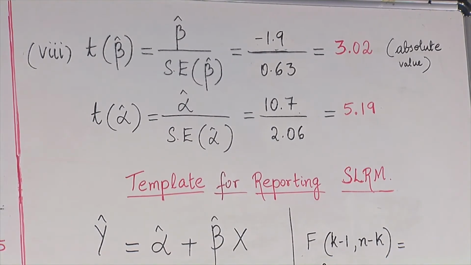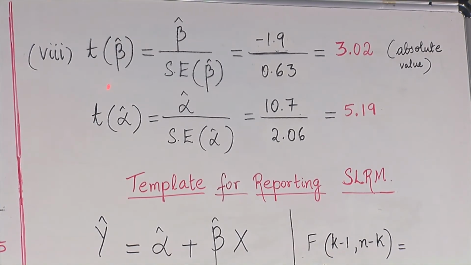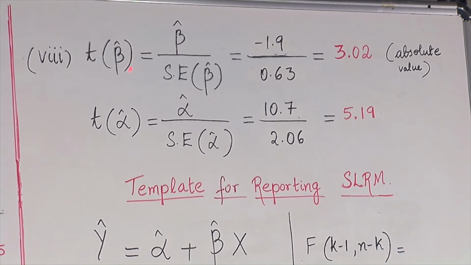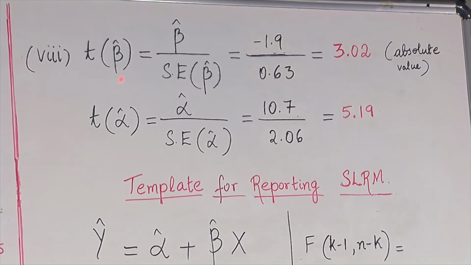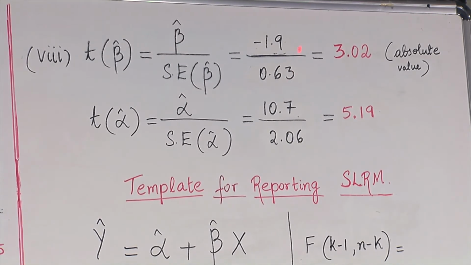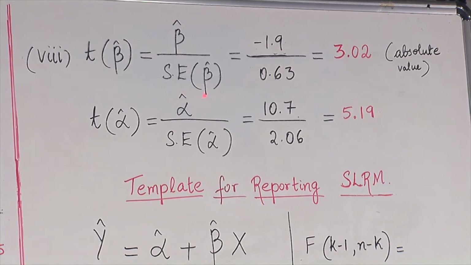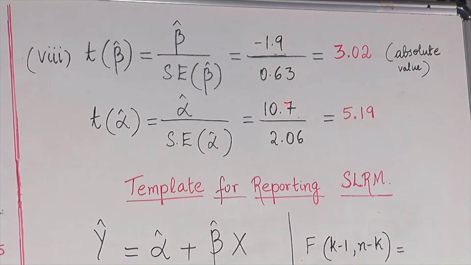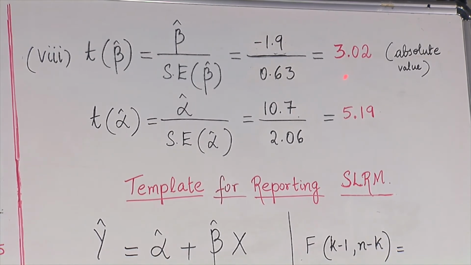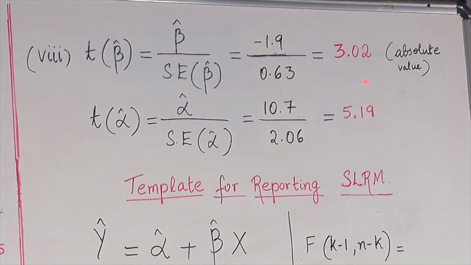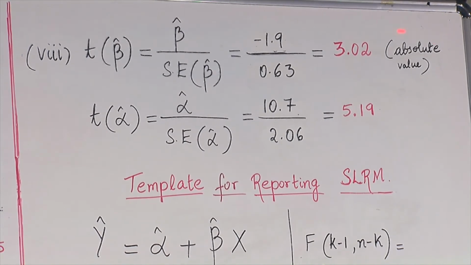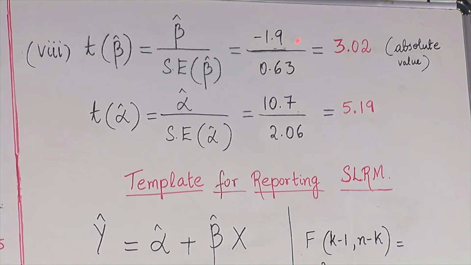Now, let us compute T statistics for beta hat. T statistics for beta hat is nothing but beta hat by standard error of beta hat. In this case, beta hat value is minus 1.9 and standard error of beta hat is 0.63. So, when we divide 1.9 by 0.63, we get the answer 3.02. Friends, please note we should take only the absolute value here.